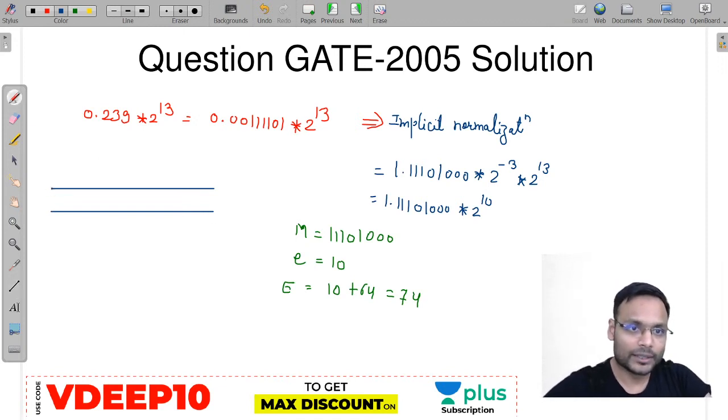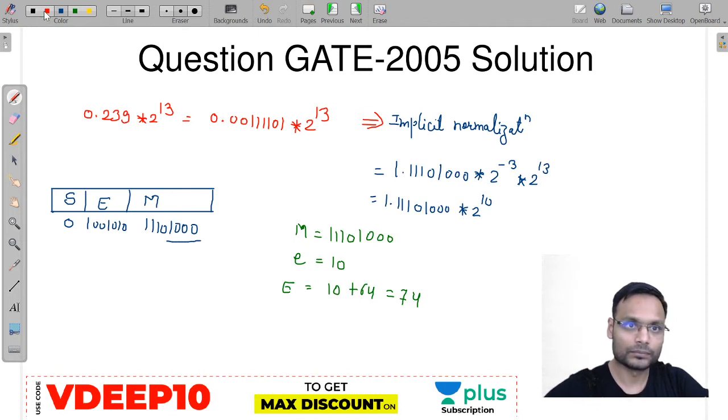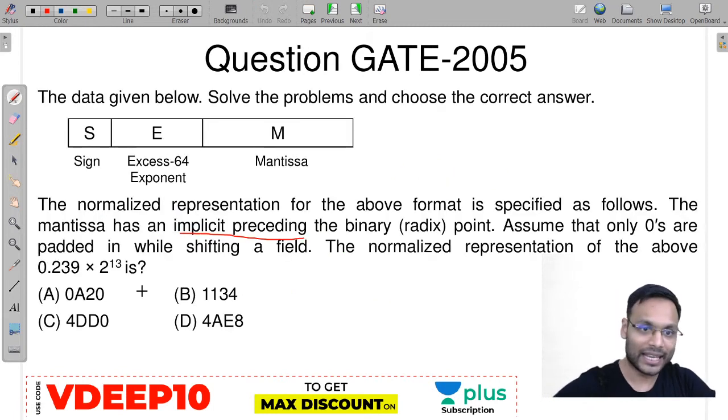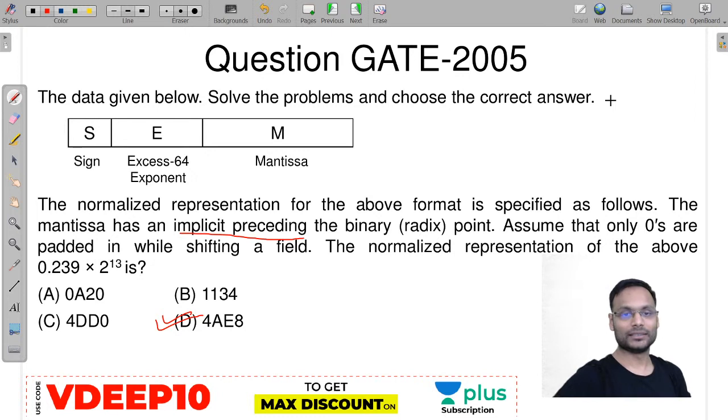फाइन, चलिए देखते हैं. Sign, exponent and mantissa. Sign is plus only 0, exponent is 74, so it is 64 plus 10, 1010. Mantissa is 11101 and 3 times 0. So what it will be in the hexadecimal? It is 8. 1110. This is E. 1010 is 10, which is A, and 0100 is 4. 4AE8. 4AE8 answer is D.